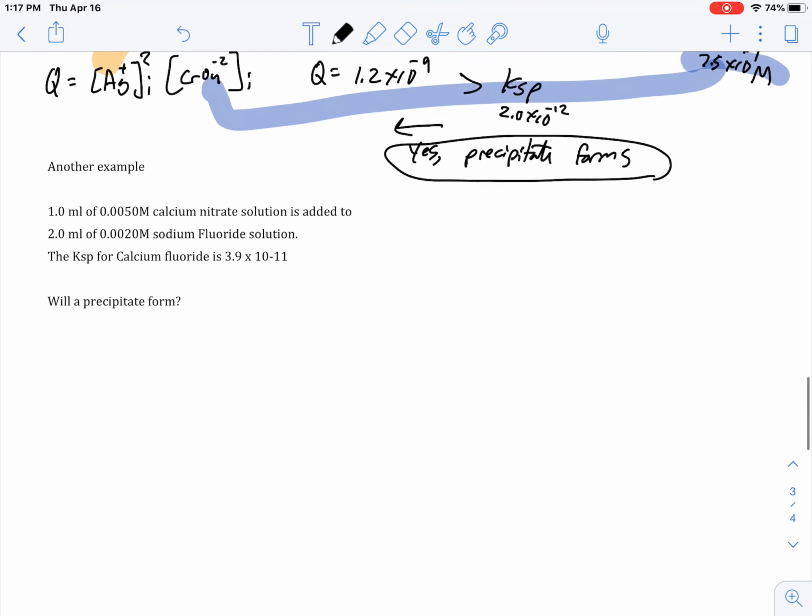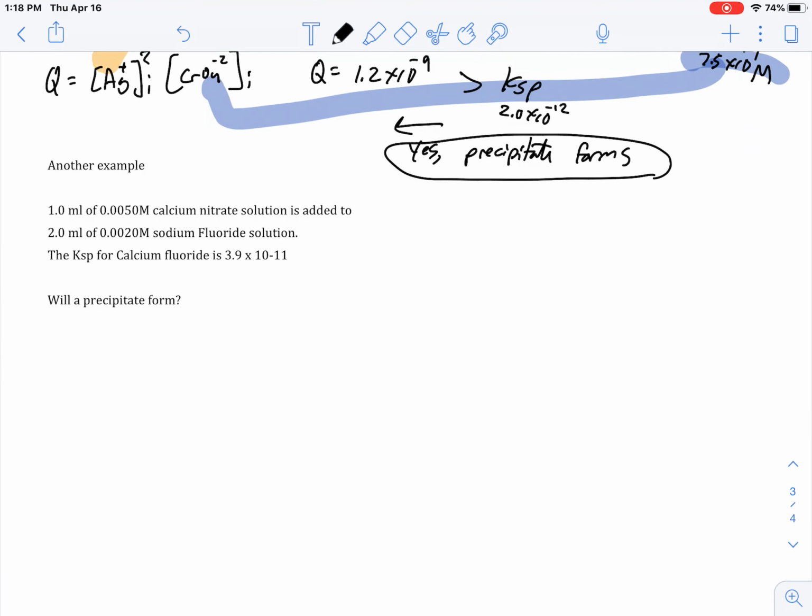Okay. And let's do the last example again. Go ahead and pause it and try to work it out yourself, and then I'll go over it. Okay, so what do we have here? We've got calcium nitrate and sodium fluoride. Well, I know that sodium nitrate is soluble, so it's not going to be those. So really what we're interested in here is calcium and fluoride.